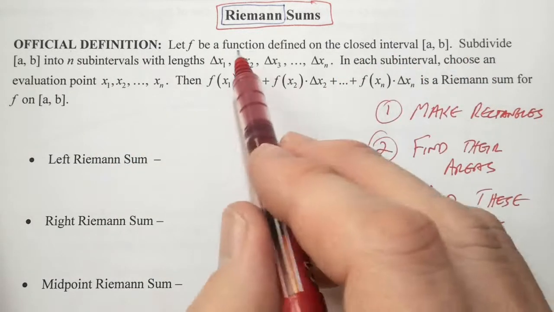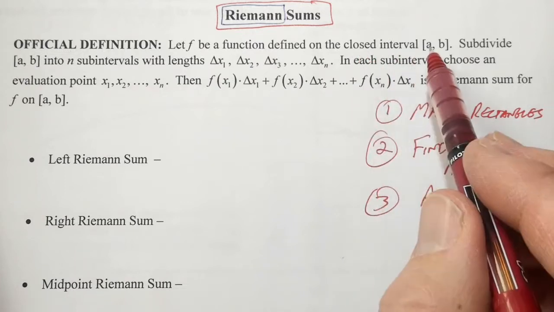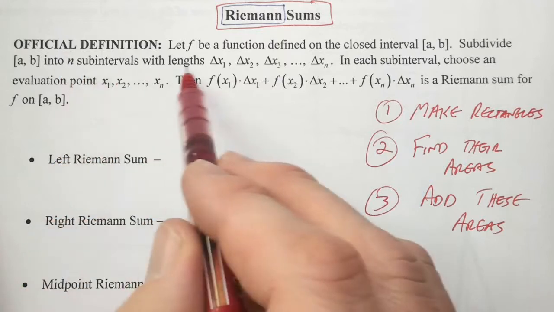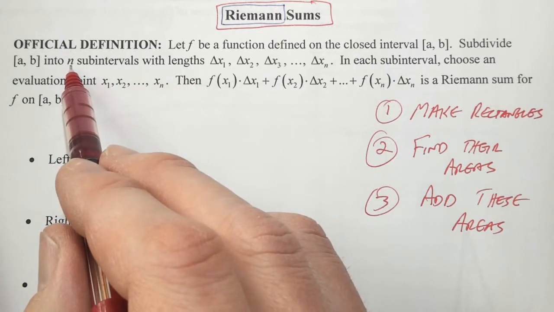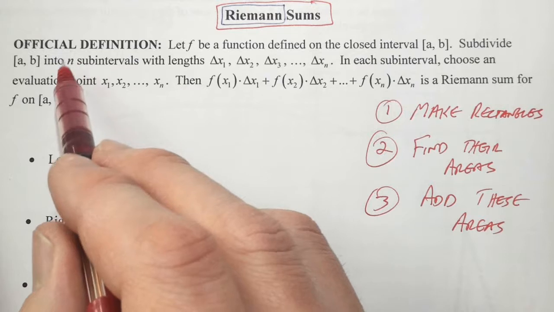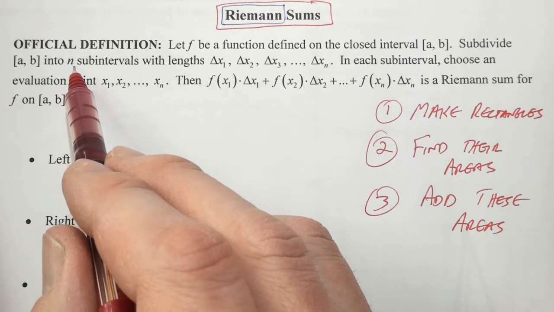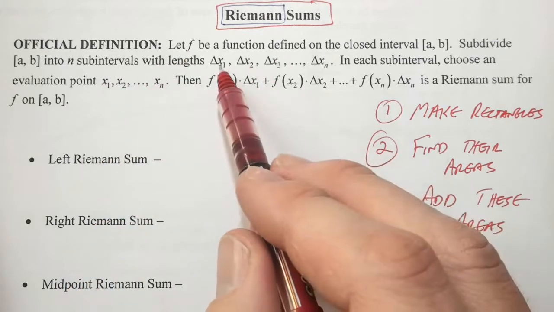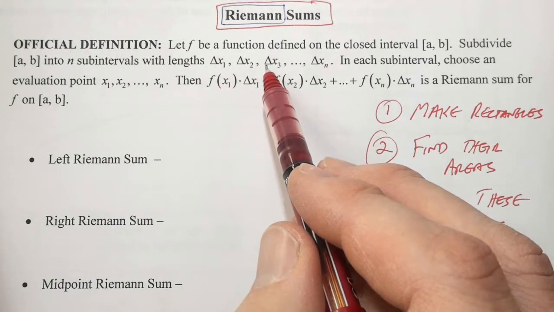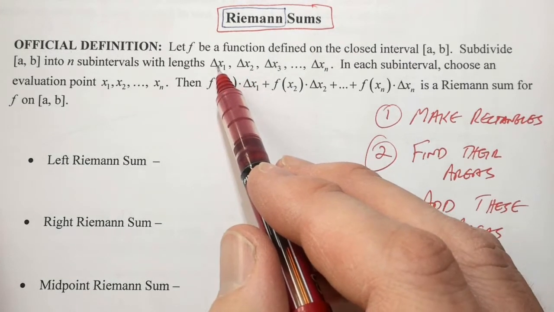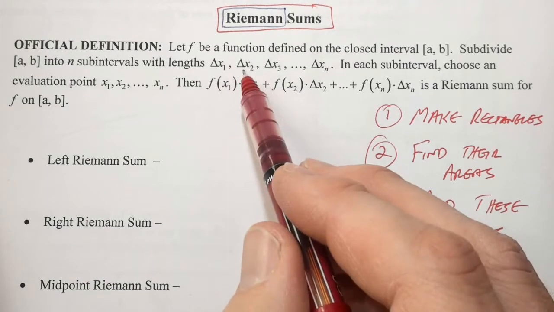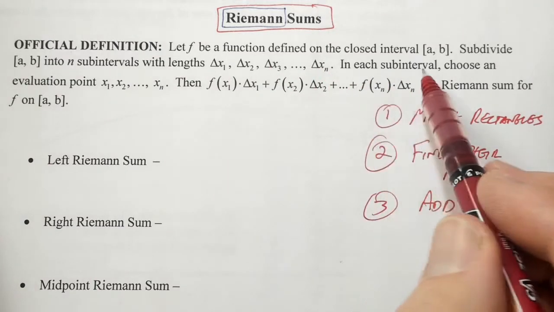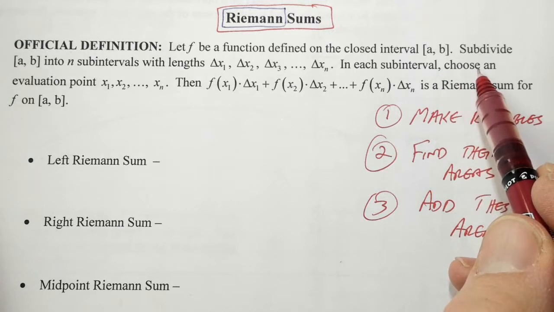We're talking about a function on a closed interval from x equals a to x equals b. Subdivide that interval into n subintervals. Now it could be 4, could be 40, could be 4 million, but whatever n happens to be. The lengths of these subintervals, which are the bases of the rectangles, we'll call them delta x1, delta x2, delta x3. We know from science and math class that delta means change. So the first change in x, the second change in x, the third change in x, the last change in x. During each of these subintervals, you're going to choose an evaluation point.